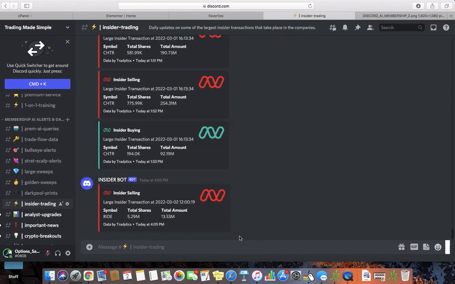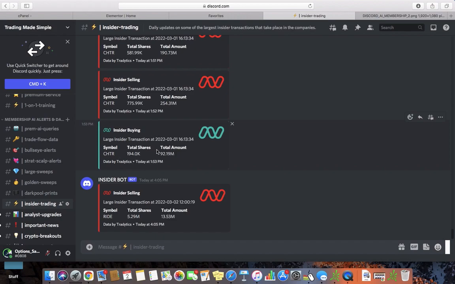So insider trading, I use this all the time. I'm always on Twitter sharing my trades with you in regards to this, especially during earnings season. Like, they do know something. Very great success rate with these. So again, people in Ride are selling 5.29 million shares, totaling $13.53 million. This is an insider trading transaction.